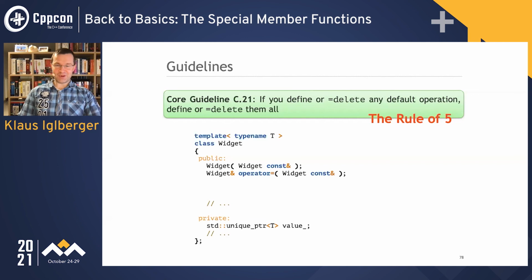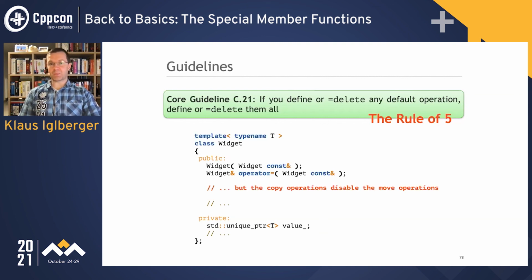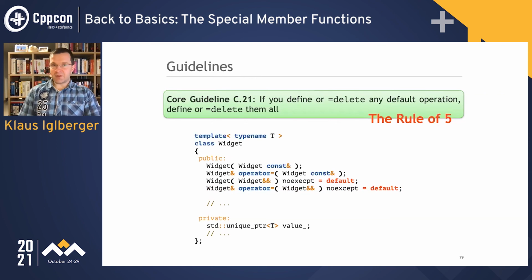But now you have to remember all of these rules, these intricate rules, this rule set which operation influences the other operation. Well, because of these copy operations, we have no move anymore. If you write copy, there is no move. So we would now get back the move operations. We can simply default them. That's all we need to do. Please compile it, generate them for us. That's good.